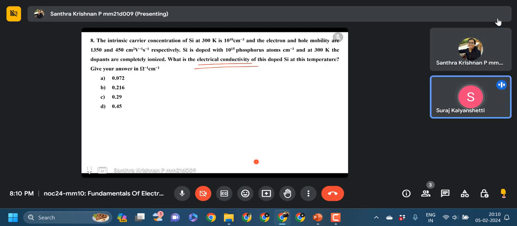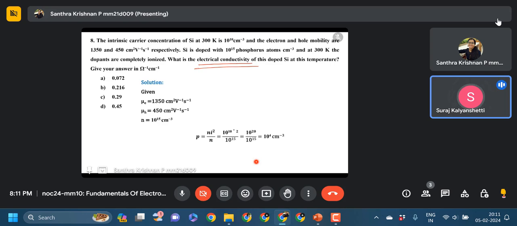So I can get it directly by this, right? I don't need this. What is the last one? Silicon is doped with... that part you need not, because I give you the equation, right? Ni square is equal to N P.